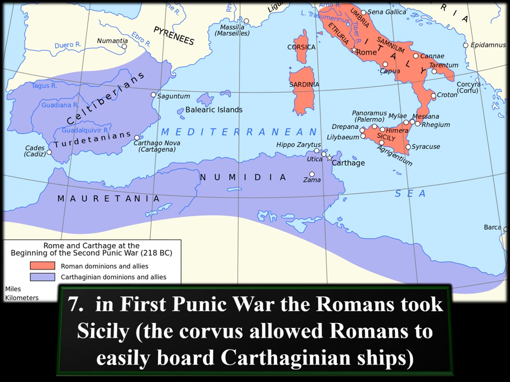In the First Punic War, the Romans took Sicily. The corvus allowed Romans to easily board Carthaginian ships. What they would do is they had these corvus hooks where they would throw them across the channel to the Carthaginian ships, and they'd pull them towards them, and they were able to easily board the Carthaginian ships and defeat them. We'll talk more specifically about these wars again when we get to the Roman unit.